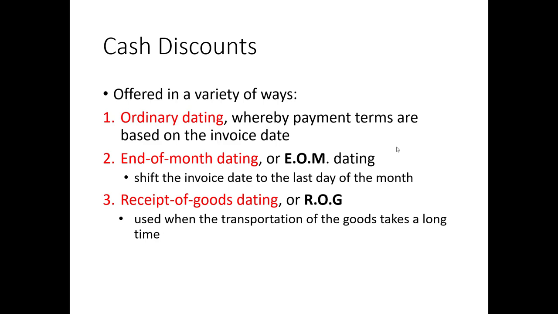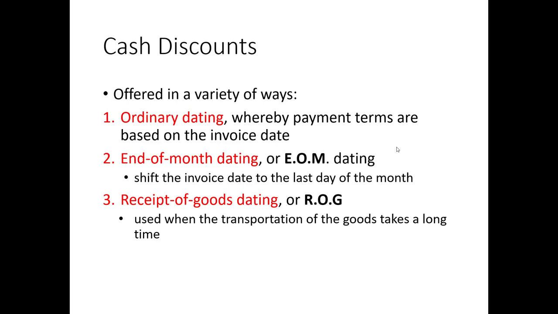So ordinary dating, invoice date. Now, there are other ways of dating it as well. So sometimes it's the end of the month dating, EOM. Okay, and it just means we start counting on the last day of the month, the month being the month of the invoice date. So for instance, today is August 27th, invoice date August 27th, but we really don't start counting until the end of the month, August 31st.